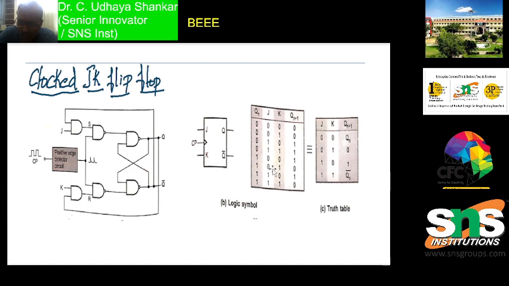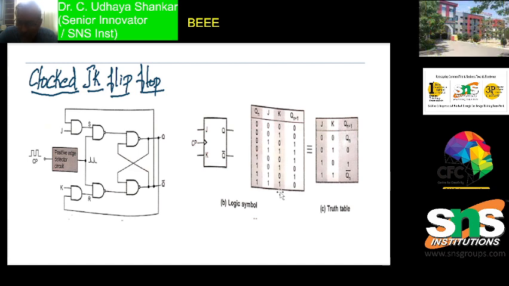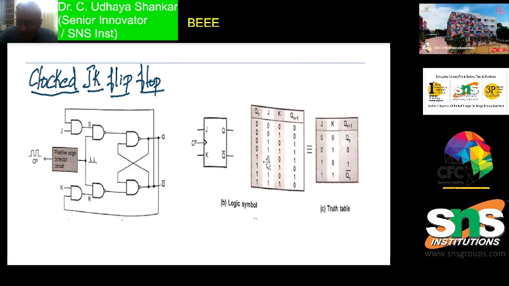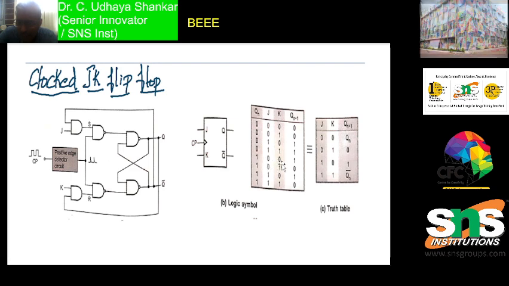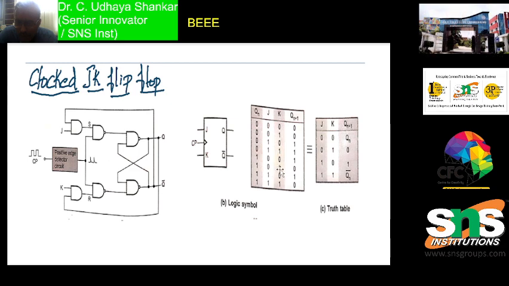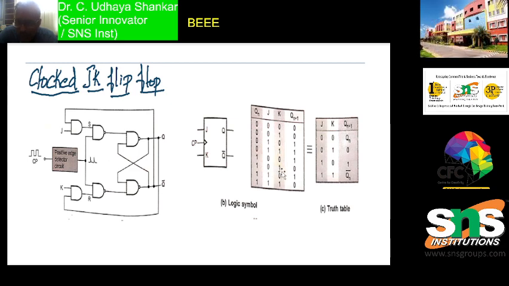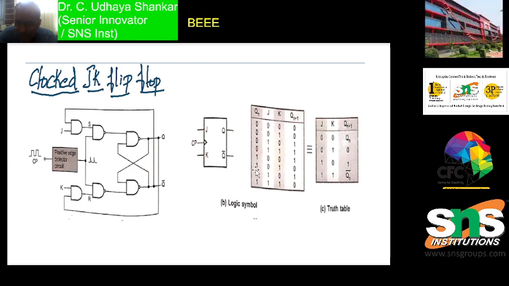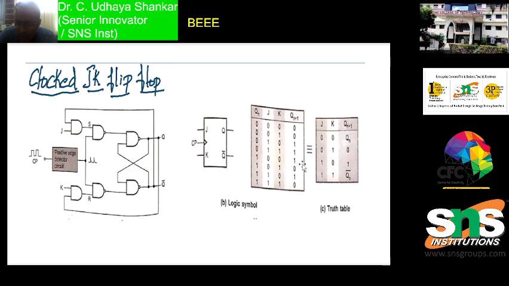Here again there are four different states. When J and K are both 0 and Qn is 1, the previous state will be retained, that is, the 1 itself will be there. If you give 0 and 1, K is 1, so we have to reset. Whatever Qn may be, it has to go to 0, so it will go to 0.